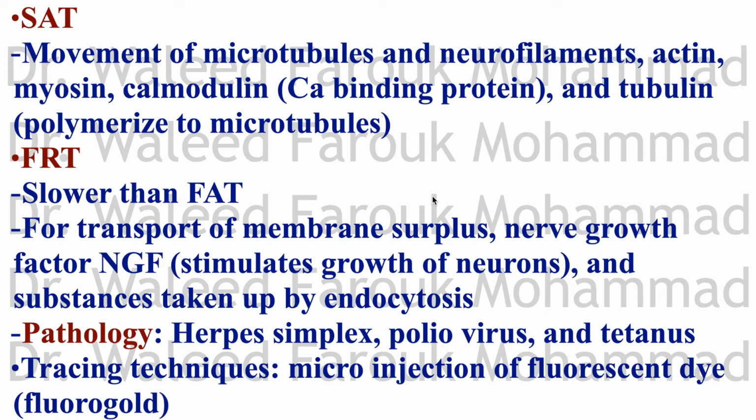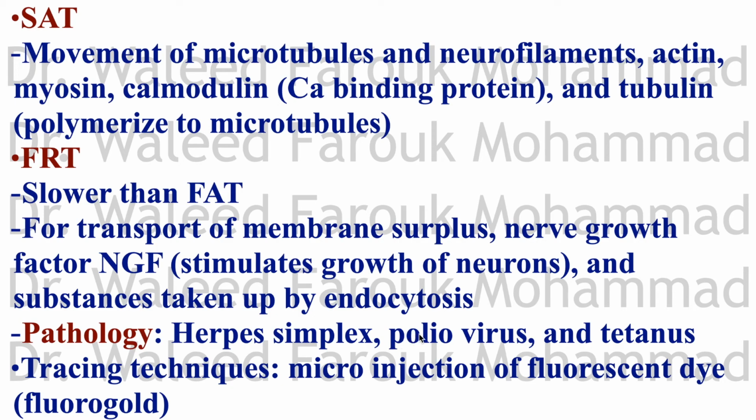It stimulates the growth of neurons, and substances taken up by endocytosis also travel by fast retrograde transport. How can we apply this in pathology? There are retrograde viruses like the herpes simplex virus, the polio virus, and tetanus, and that's why they take some time to develop symptoms, because they infiltrate the neuron at its periphery and are then transported by retrograde transport. Also, as an application, we can use this phenomenon as tracing techniques.